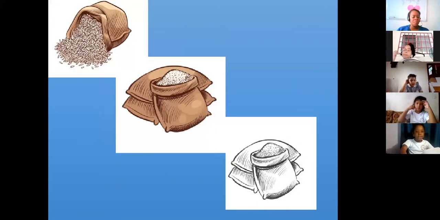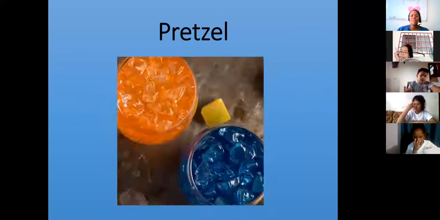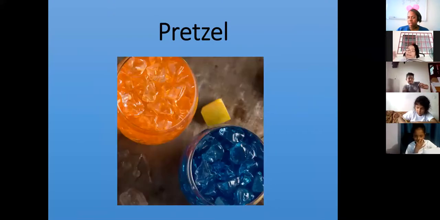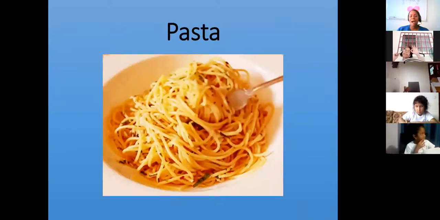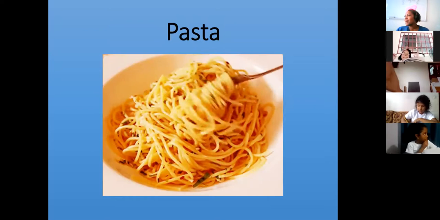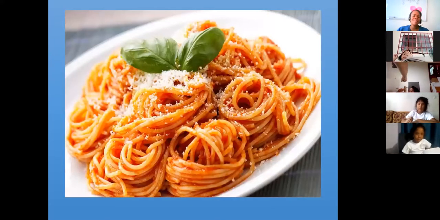Cereal, we have a grain, for example, rice, oats, and another. Tenemos lo que es el arroz, la avena, todo lo que es grano, a eso se refiere en grano. Pretzel is grains too. Do you like pretzel? I like pretzel. Look at the pretzel. Pasta is a grain. I love pasta. Pasta are my favorite. I want to eat right now. Look at that.